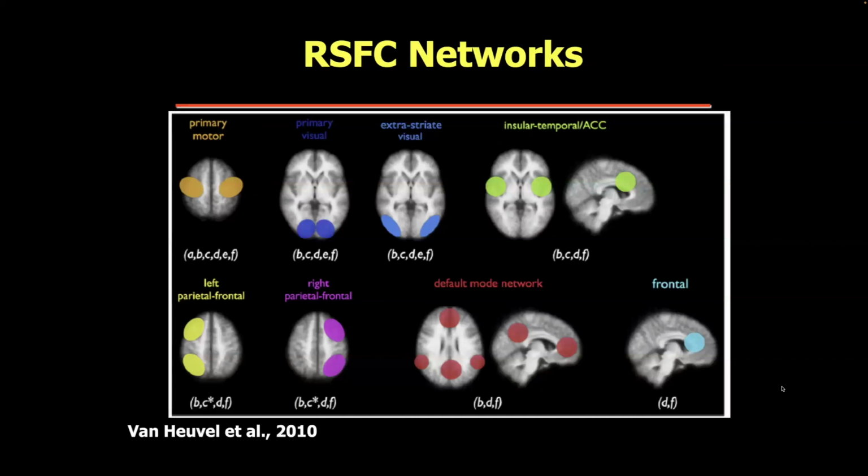And it's thought to be a network associated with monitoring internal states, memories, daydreaming. It's also thought to be the anti-task network, although it's more complicated than that. But in essence, it drops out while we engage in goal-directed behavior, such as reading or doing a math problem.